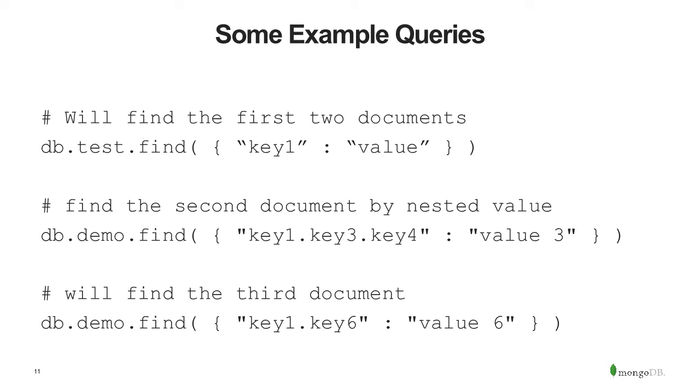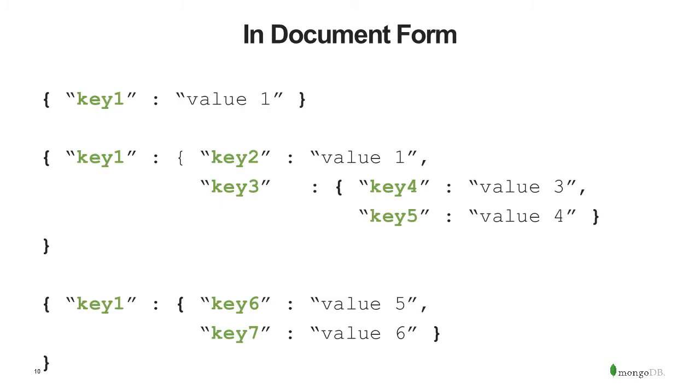So let's just do some example queries. Well, if I want to find the first document, I just do db.test.find key1 value. This is assuming we're in the test collection here. Actually, it's meant to be demo collection. That's just a typo there. I didn't change it from the original testing I was doing. And that will find the first document, no problem, right? Because it matches on the key 1 value and it returns the whole document, which is value 1.